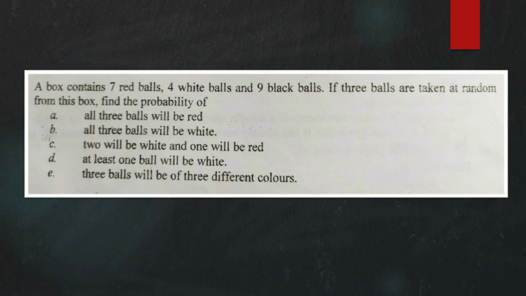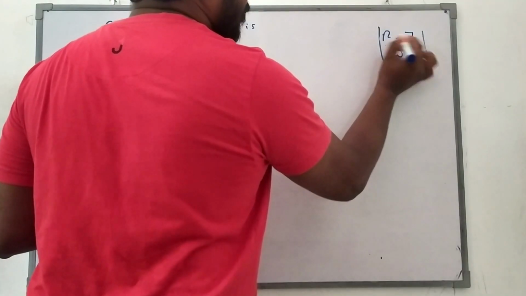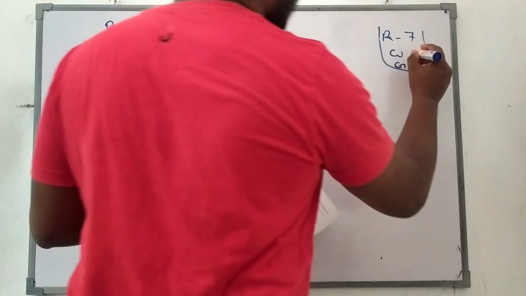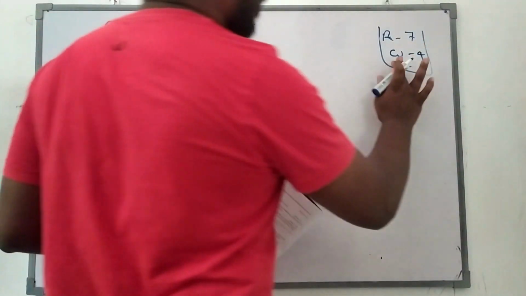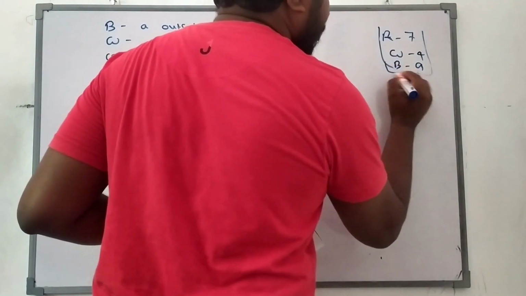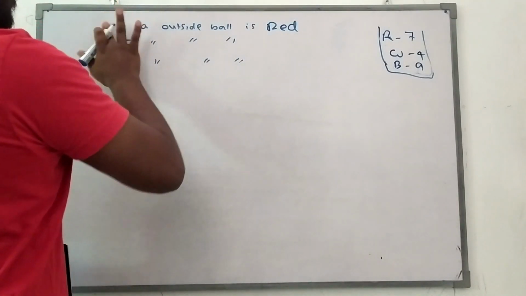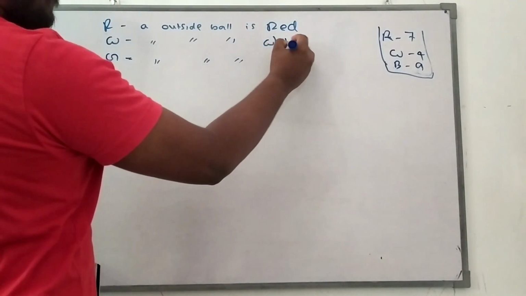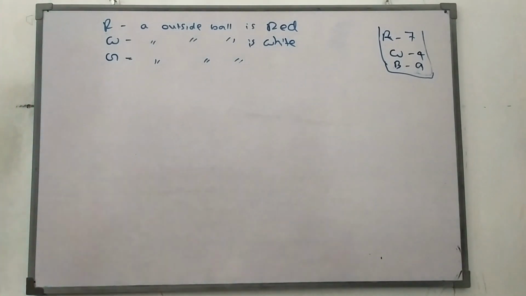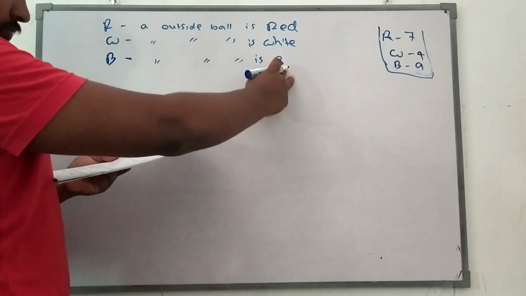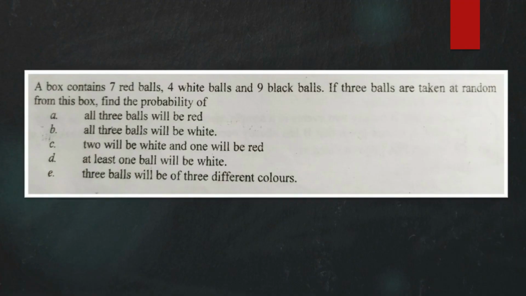With 7 red balls, 4 white balls, 9 black balls. Right, so this is a red ball or a white ball. Outside ball is white, outside ball is black, sorry.